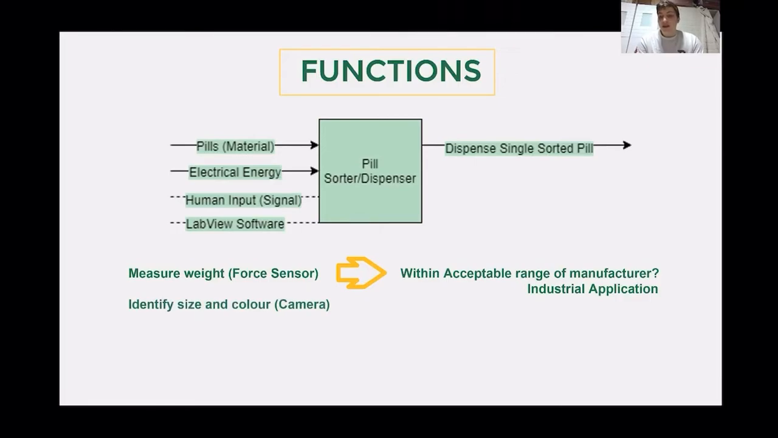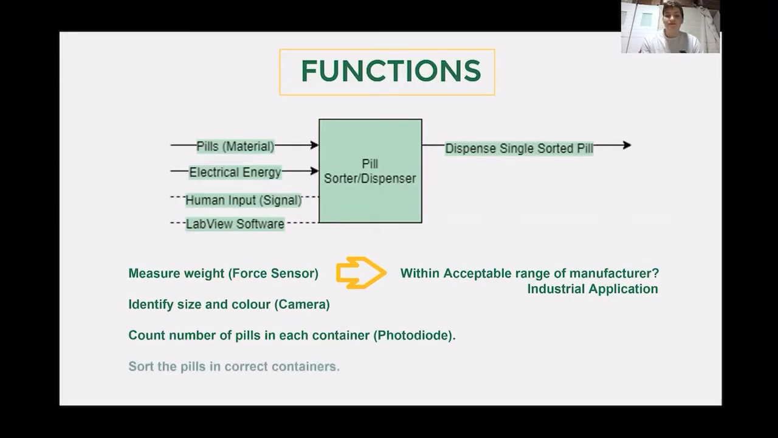So then we have a camera sensor. This identifies the size and color of the pill. Finally, there's a photodiode, which understands and counts the exact amount of pills for each jar and that come and go out of the system. So then we sort the pills into the correct container using, in a real life scenario, we would use a servo motor. In this situation, we show with a picture ring which pill is going into which jar.